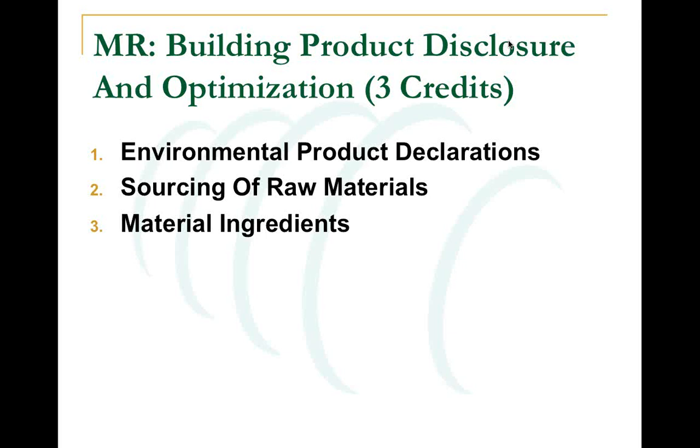In the 3 credits that are under the building product disclosure and optimization, this is where I mentioned the life cycle disclosure in the beginning of this presentation. They've broken it down to 3: environmental product declarations, sourcing of raw materials, and material ingredients. I'm going to briefly touch on all 3 of these, and Lionel will get into the details of environmental product declarations in the second half.